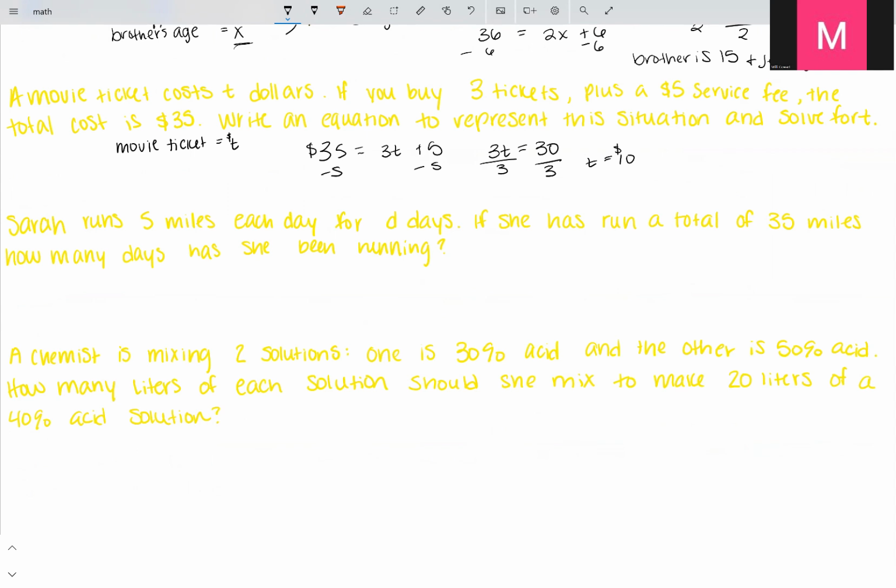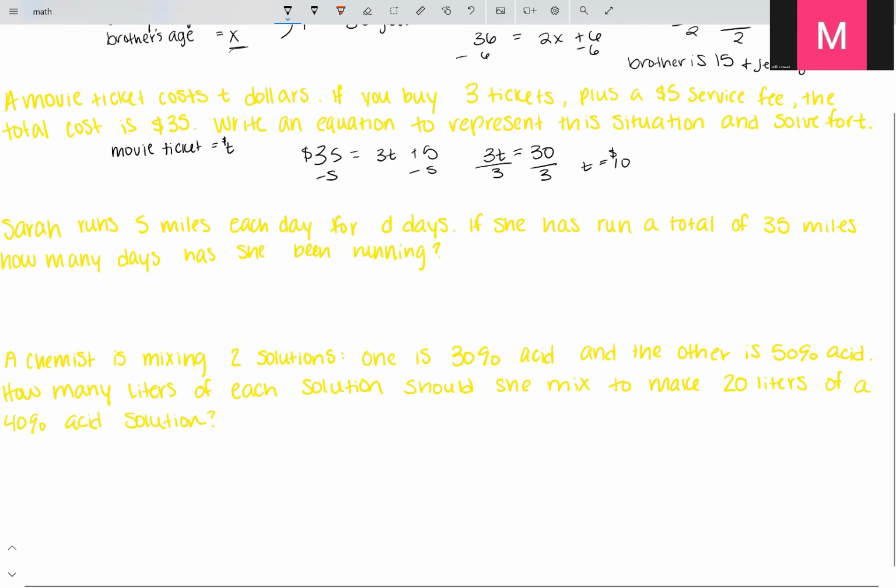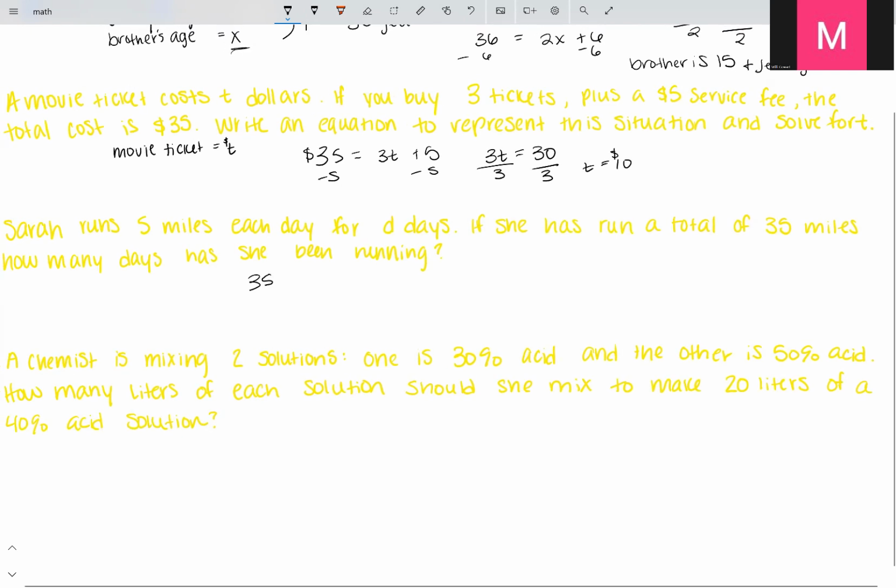Next, Sarah runs 5 miles a day for D days. If she runs a total of 35 miles, how many days has she been running? So we'll start with 35 miles equals 5 times D, because she runs 5 miles each day. So then we'll divide by 5, divide by 5. That means she's been running for 7 days.